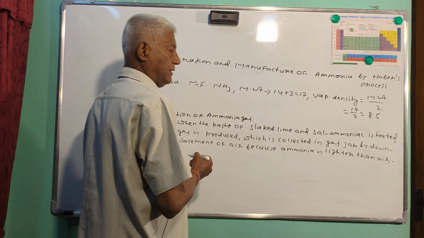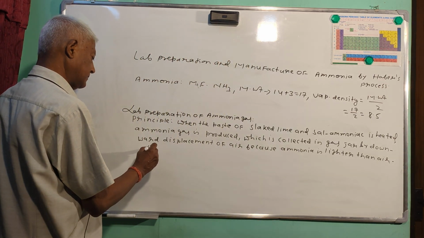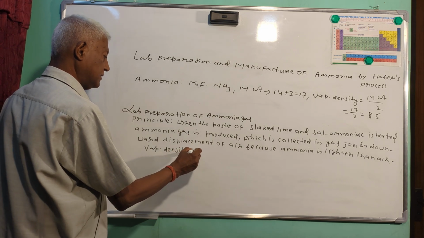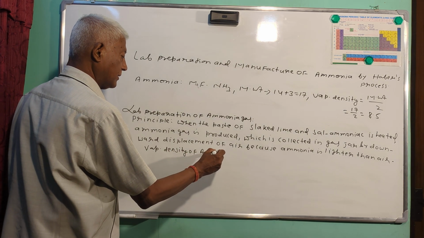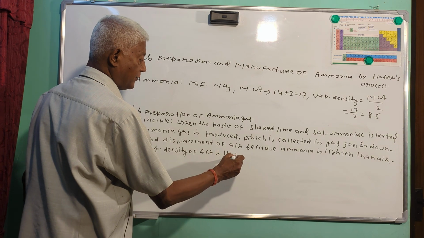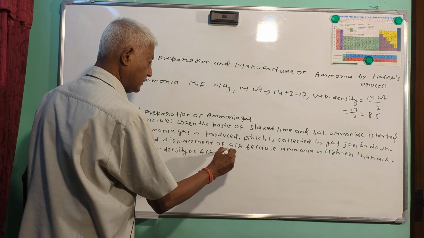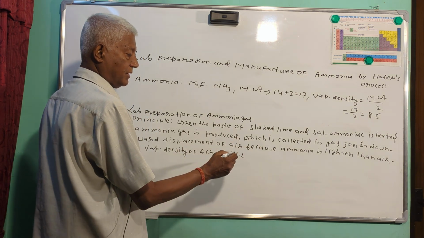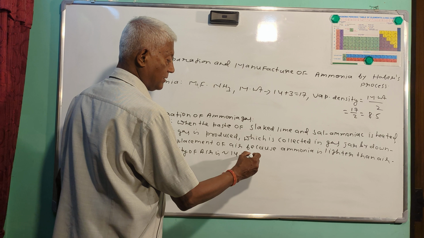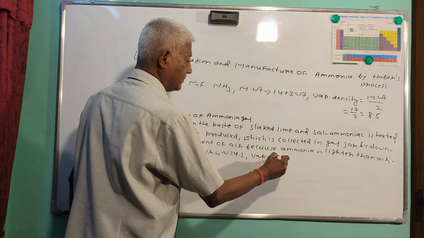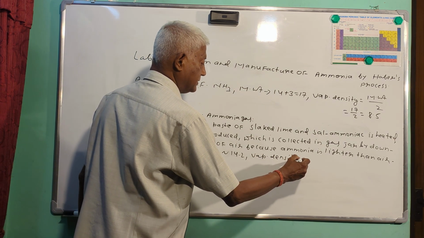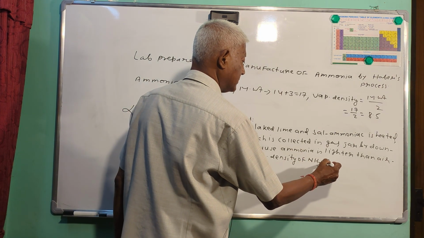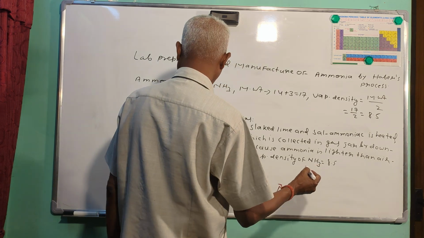So the vapor density of air is about 14.2. But when you talk about ammonia, what do you see? Vapor density of ammonia is how much? 8.5. Yes.